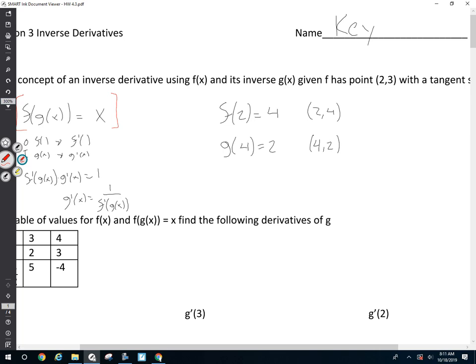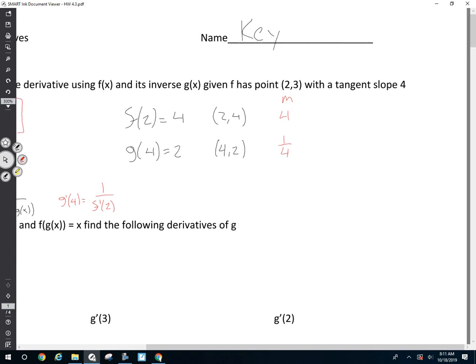if I wanted to find, say, g prime of 4, it's the reciprocal of f prime of g of 4, which is 2, so f prime of 2. F prime of 2, we had that its tangent slope is 4. That means g prime of 4 is going to be 1/4. And this is the concept that if you have the point (2, 4) in f with the slope 4, g, its inverse, will have the point (4, 2) with a slope of 1/4.